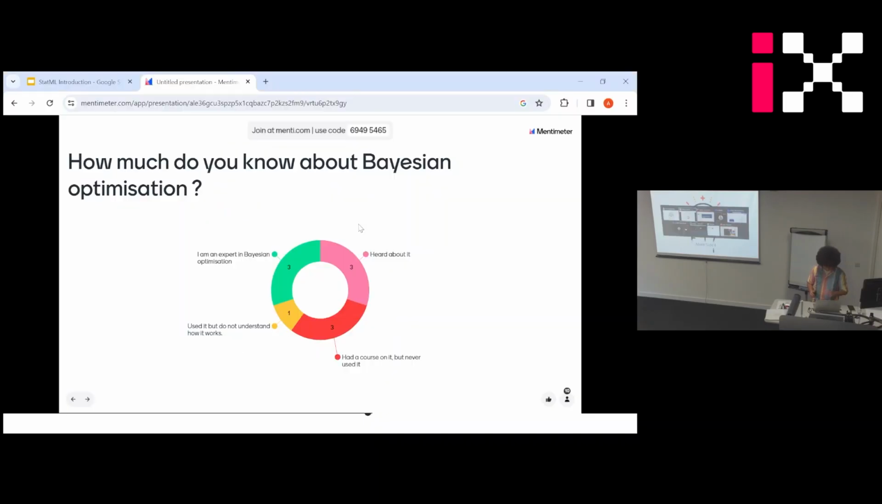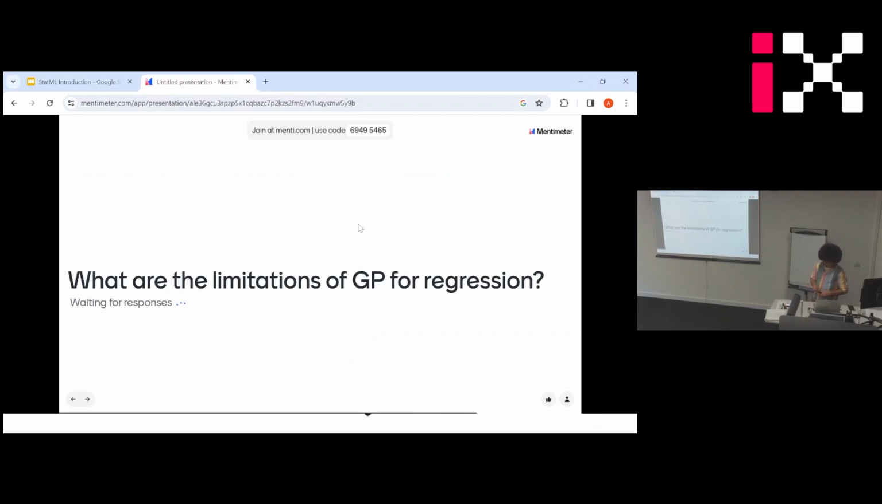Okay, so here we've got another slide on Menti, and this is more of an open question. So far we've been discussing these Gaussian processes, so I should have had this question before the whole discussion, but can you tell me what the limitations of Gaussian processes for regression are, and how do you think that's going to affect using them for material discovery? Feel free to say whatever you want. It will also be interesting for me to have the responses.